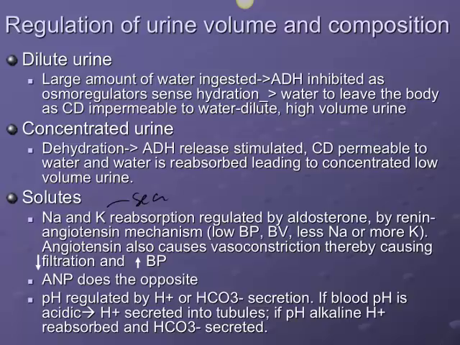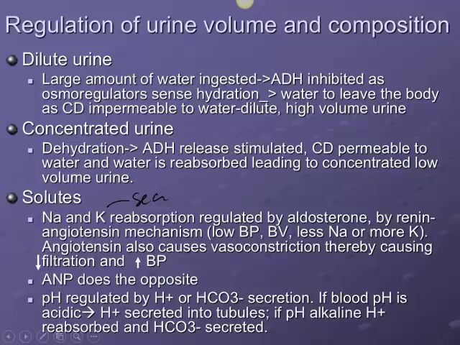Secretion of potassium is regulated by aldosterone, which is through the renin-angiotensin mechanism. If there is low blood pressure or your blood volume is low or there is less sodium or more potassium, automatically aldosterone is released, which will reabsorb sodium. Whenever sodium is reabsorbed, you saw in the video, water goes with it, so it raises your blood volume and automatically you'll pass less urine.